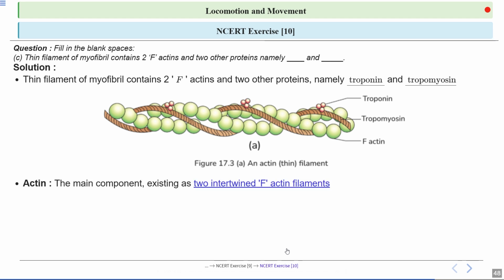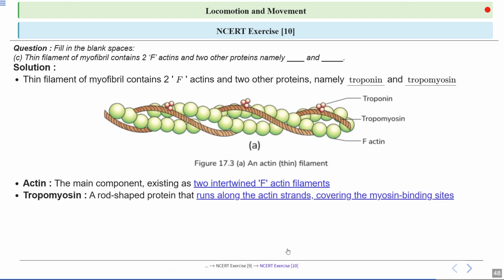Let's focus on actin first. Actin is the main component of the thin filament, and it forms two long twisted strands. You can imagine it this way: two ropes twisted together. These actin filaments provide the backbone for the other proteins to attach to, and they are essential for muscle movement. The next is tropomyosin. This protein is like a long rod that lies along the grooves of the actin strands. Its job is to cover the spots where myosin, the motor protein, would attach, kind of like a safety cover that prevents unwanted muscle contractions.